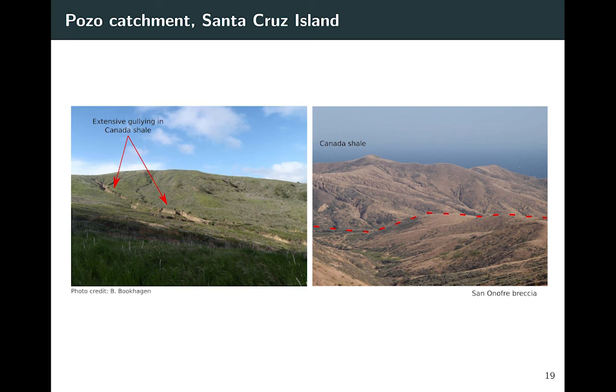To show you the surface expression of these lithologies quickly, in the Canada Shale, we have extensive gullying and more smooth, effusive hill slopes. Whereas in the breccia and the volcaniclastic units, we don't see as much gullying, and we generally have higher relief.